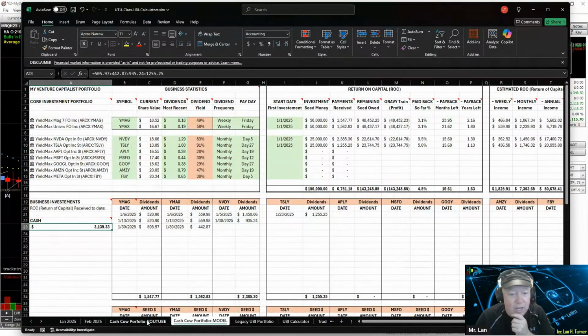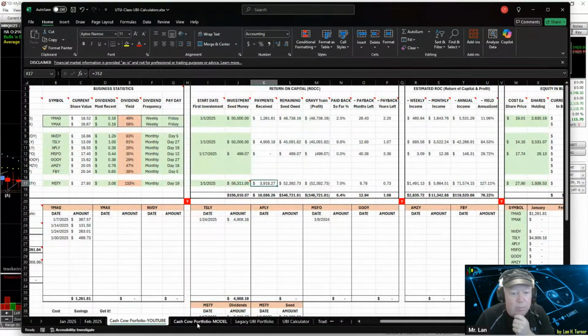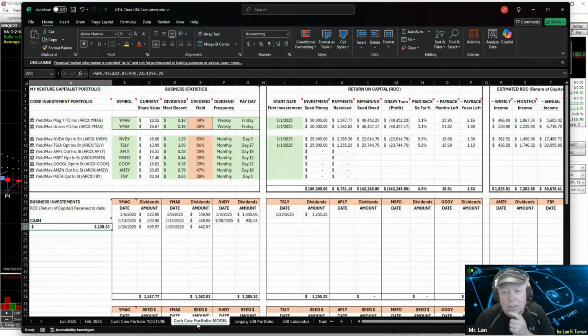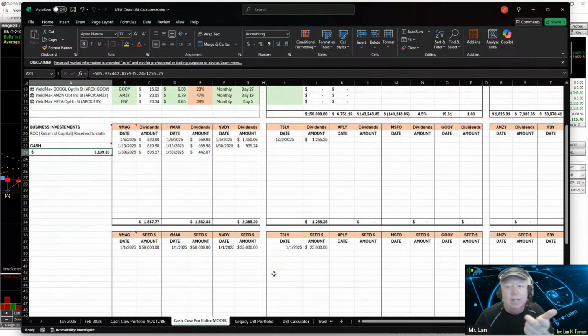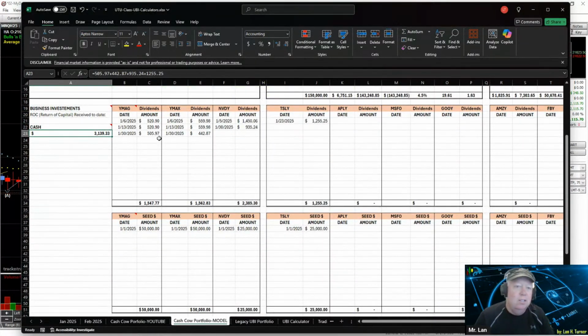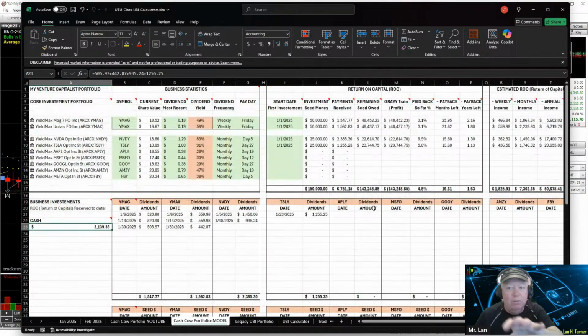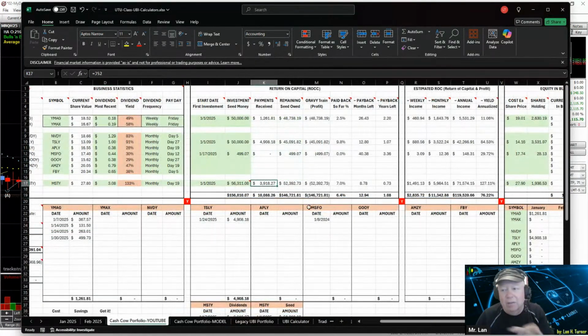Look at this. This is a cash cow portfolio, another cash cow portfolio. This is the model. And did I fix the model? Oh, I did. Look at the model. I fixed it. So in the model, you got YMAG dividends and then YMAG seed. And then you got YMAX dividends, YMAX seed. NVIDIA dividends, NVIDIA seed. So this whole model has been recreated for you. So this is the one you want to copy and paste. This is our cash cow portfolio that I haven't switched yet. So I need to come and do this one because this is the active one that we're actually using in class.